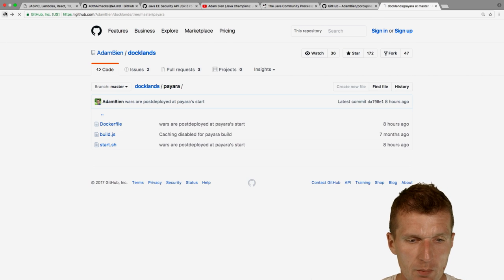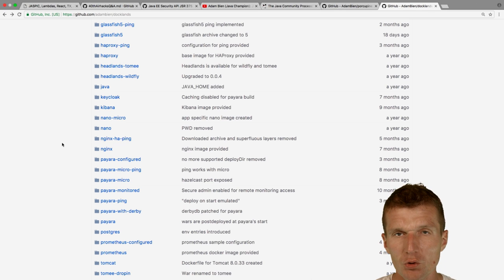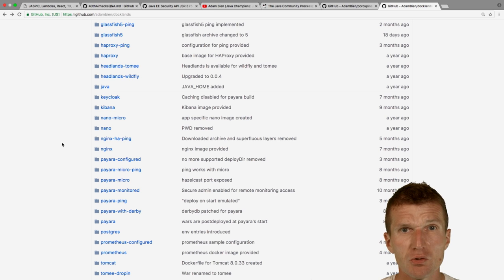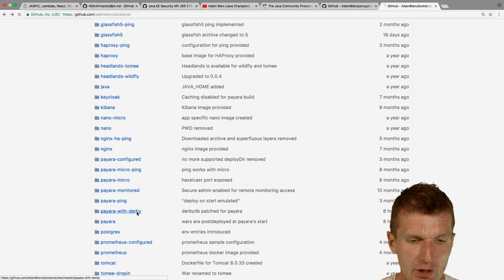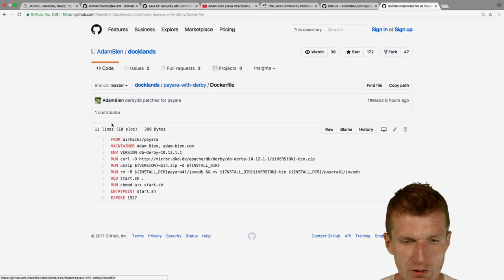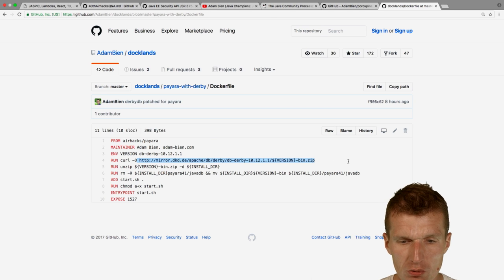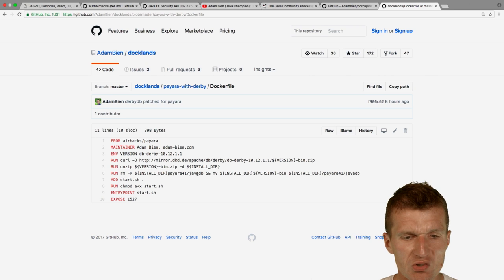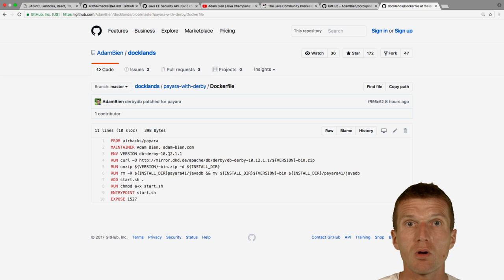And the other problem I found is that all the Derby versions do not work well on Docker. You get strange errors like a ClassCastException, which comes from commons file utils. What I found out is that if you upgrade Derby, and this is what I did, I downloaded the recent version of Derby, unzipped it, and replaced the older Derby within Payara, which was 10.10 or 10.12. And it works. It's a drop-in replacement.